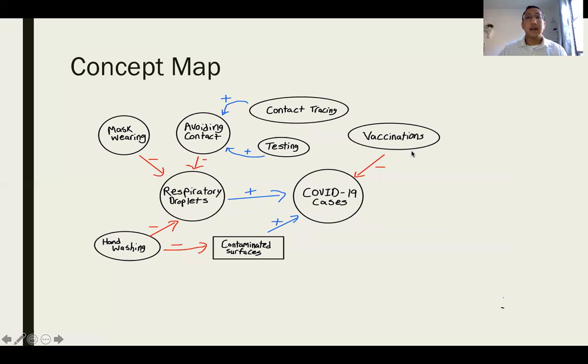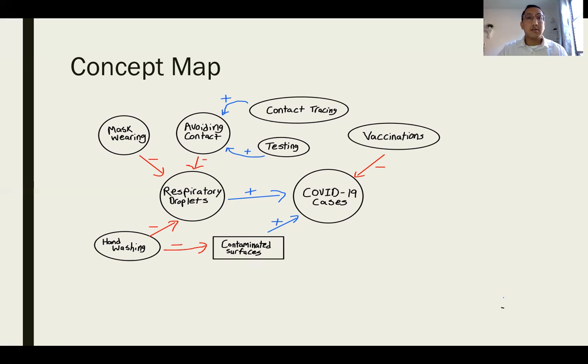So for my concept map, this is something I drew personally, so I'll take you guys through it. It summarizes the major talking points of what I just said. We'll start with COVID-19 cases or new cases, and then the way it spreads, we talked about respiratory droplets. So when you have more people with respiratory droplets, it increases the number of cases. And as we said, contaminated surfaces to a minor degree will increase the number of COVID-19 cases.